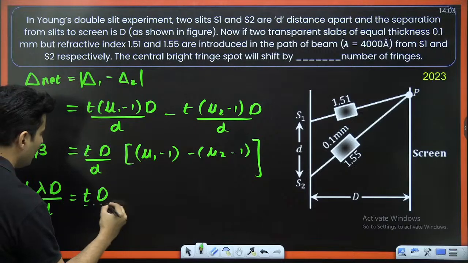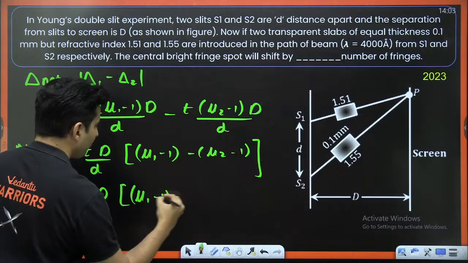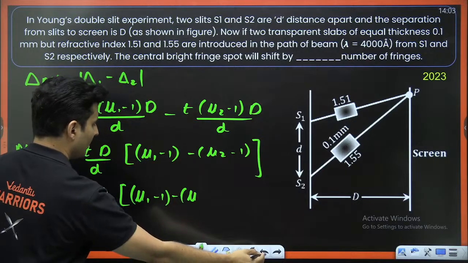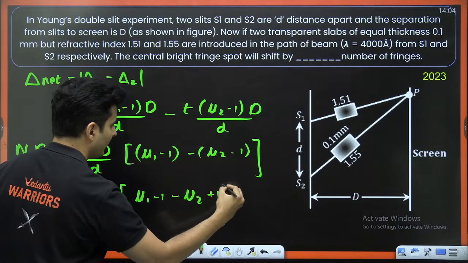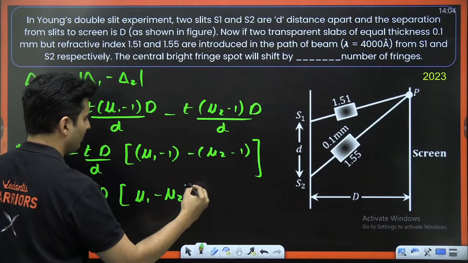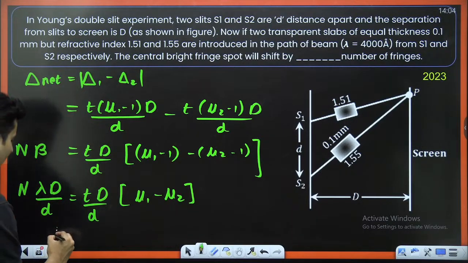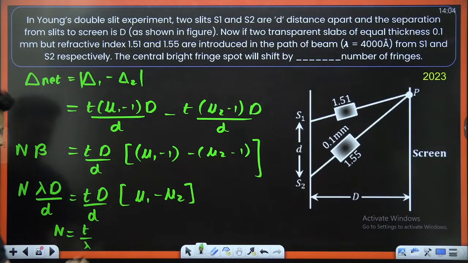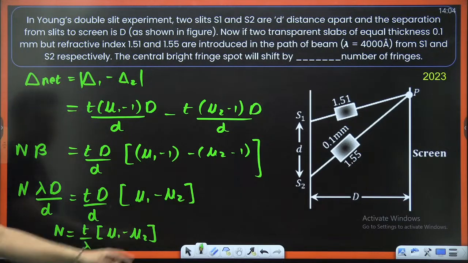So this thickness into D by small d, and this over here is (mu 1 minus 1) minus (mu 2 minus 1). Actually speaking, over here mu 1 minus 1 minus mu 2, this will become plus 1. You will see plus 1 and minus 1 will cancel, so it will be just mu 1 minus mu 2 over here. Now D by d will cancel, all right? So you will have n is equal to thickness by lambda into (mu 1 minus mu 2).